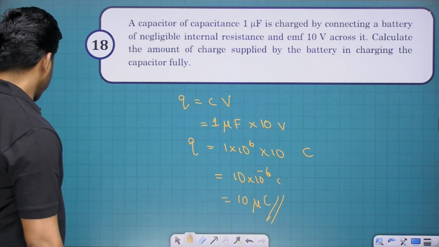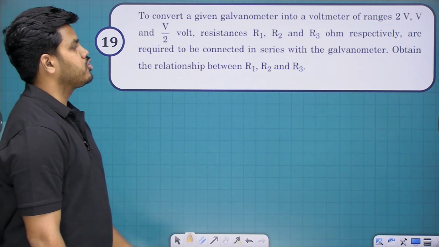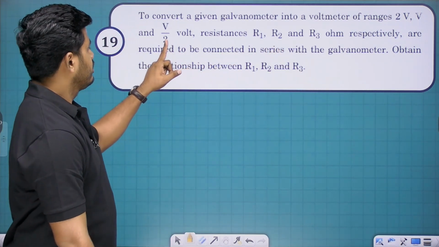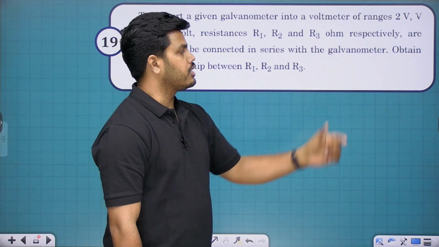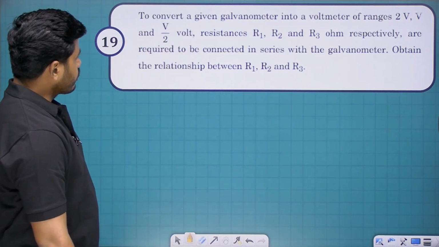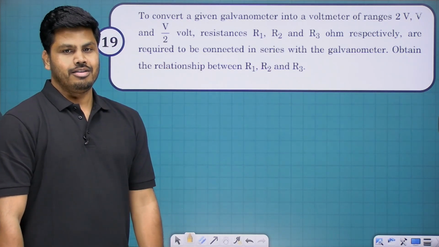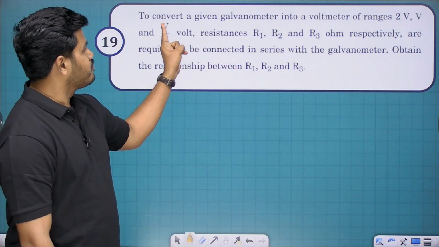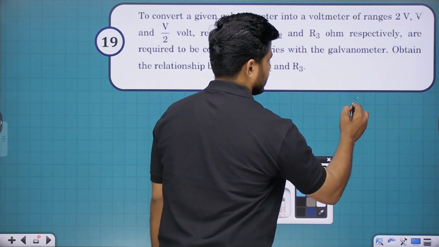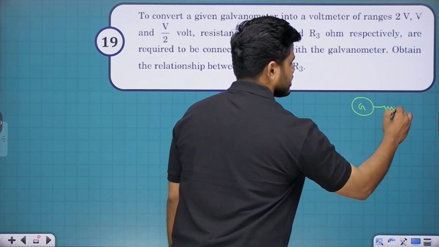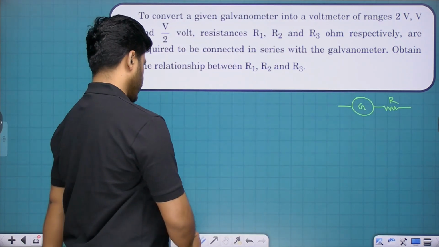Fine, that was easy. Question number 19. To convert a given galvanometer into a voltmeter of range 2V, V and V by 2, resistances R1, R2 and R3 ohms respectively are required to be connected in series with the galvanometer. Obtain the relationship between R1, R2 and R3. See, we are going to convert a galvanometer into a voltmeter. We know we can convert a galvanometer into a voltmeter by connecting a high resistance in series, right? That is how we convert it into a voltmeter.